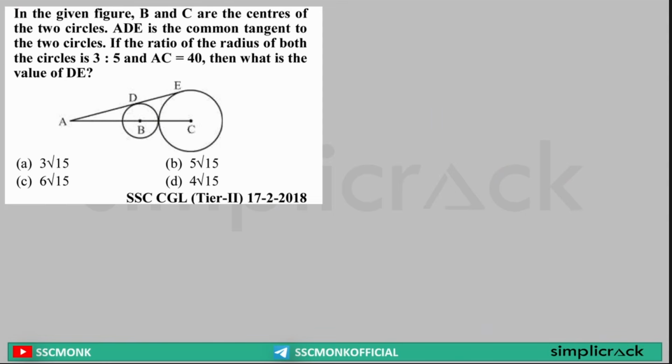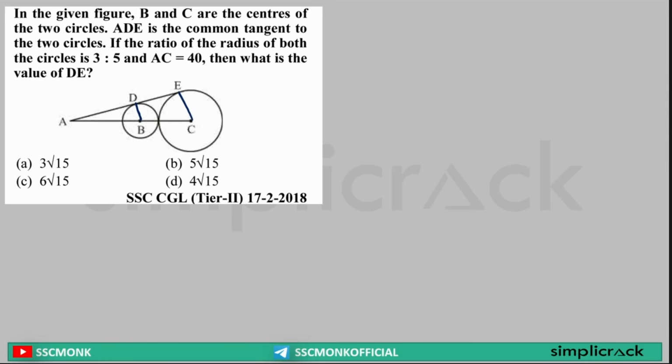Next, in the given figure, B and C are the centers of two circles, AD is the common tangent to the two circles. If the ratio of the radius of both circles is 3:5, AC is equal to 40, then what is the value of DE? Now see, we'll solve it logically. DB is what? The radius of this circle. AC is what? The radius of the larger circle.